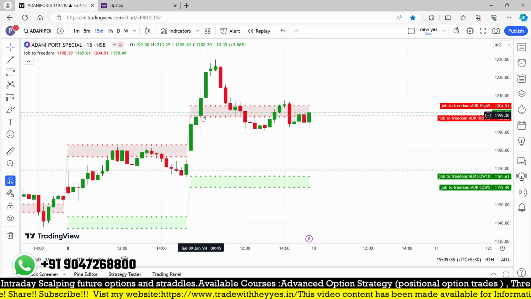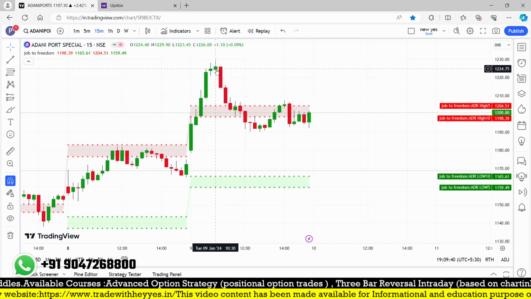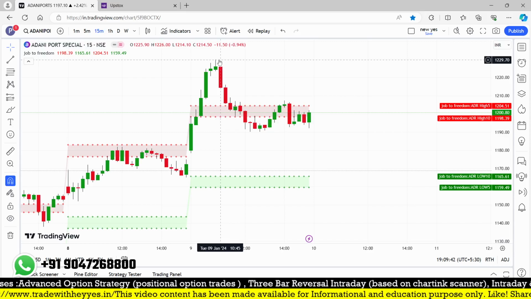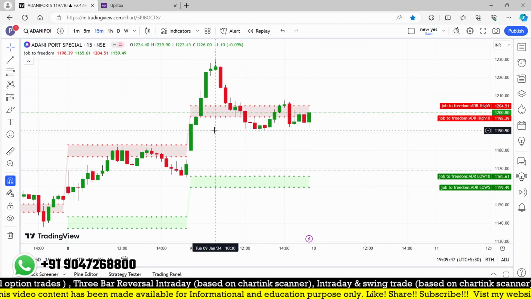So here I am just taking around 11 rupees risk from that trigger, and it went up to 229. So almost more than a 1:1 risk reward ratio. That moved, and after that it returned back and it was struggling at the same level.